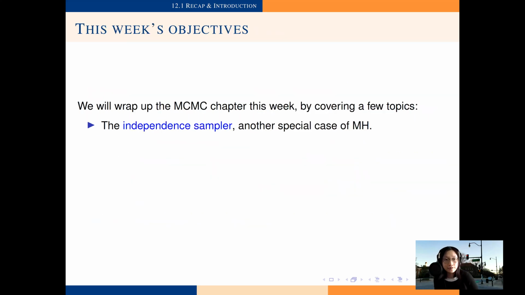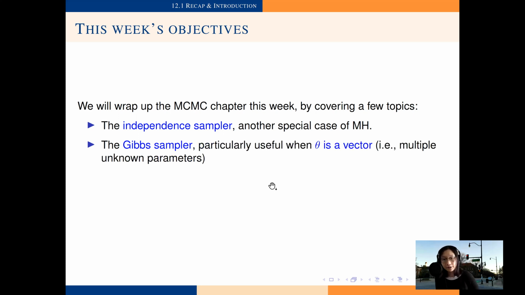In this week's lectures, we will cover a few topics and wrap up MCMC. First thing we will introduce is the independent sampler, which is another special case of the MH algorithm. And then we will go into the multidimensional world where our unknown parameter is not a single scalar, but a vector. Here we'll introduce the Gibbs sampler, which is particularly useful when theta is a vector. In other words, we have multiple unknown parameters.